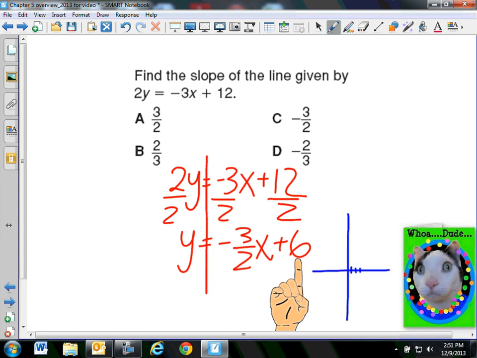So you would go 1, 2, 3, 4, 5, 6. There's your point right there. I apologize, I'm messing up right now. So if you were to graph this, you would start at 6. So 1, 2, 3, 4, 5, 6 on the y-intercept. There's your point. And then I'm going to go down 3, positive 2. You can only use a negative once. So I'm going to go down 3, positive 2. So it's around there, right? And I'm going to draw my line.